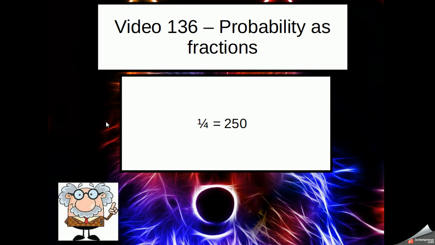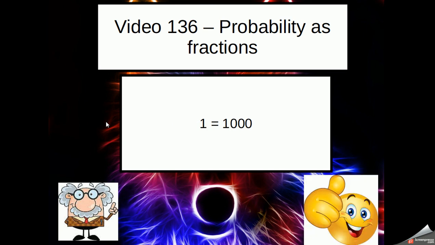So all we're going to do is say, well, a quarter probability represents 250 people. So if I multiply this by 4, I will then have the whole population, because a probability of 1 means everything. So a quarter of the population is represented by 250. So if I multiply by 4, I get the whole population. So 1 probability, everything, is 1,000. So there must be 1,000 people.